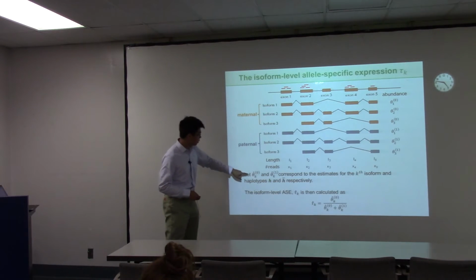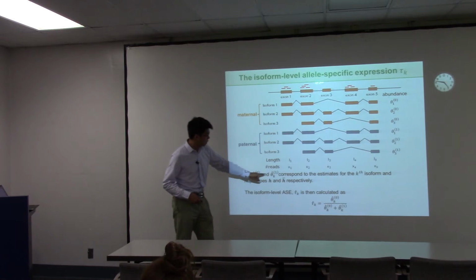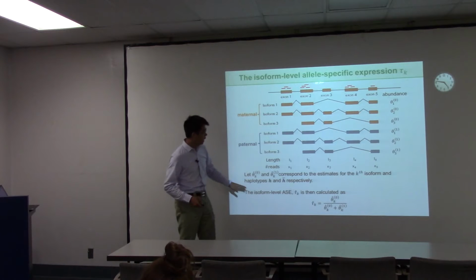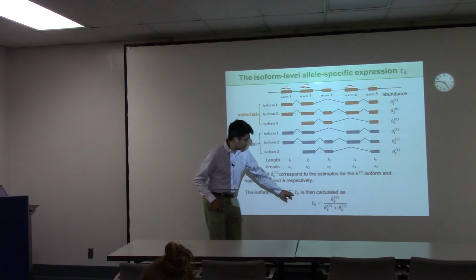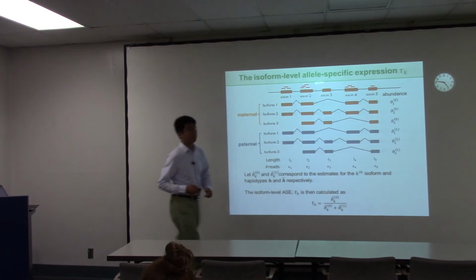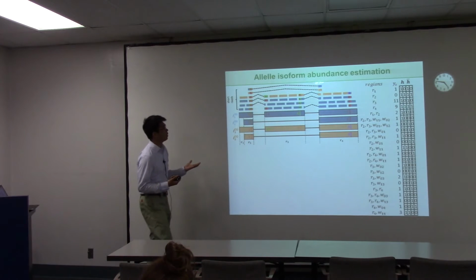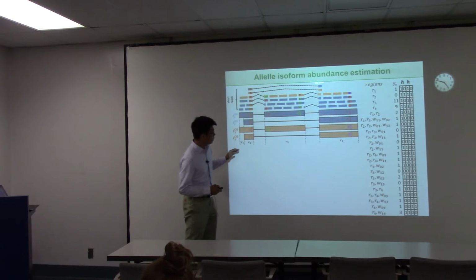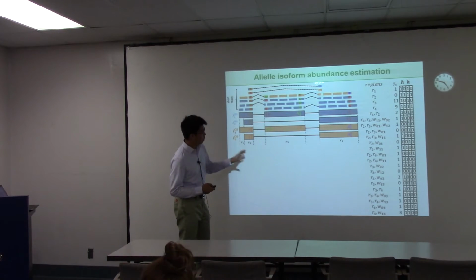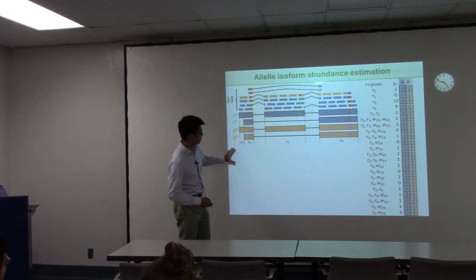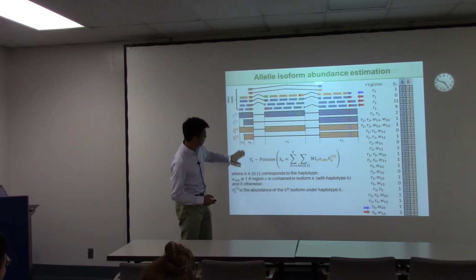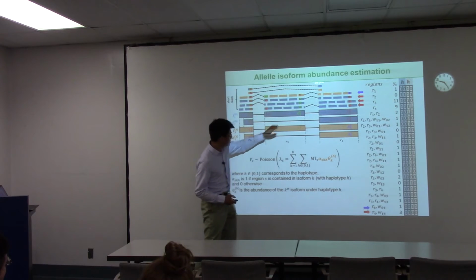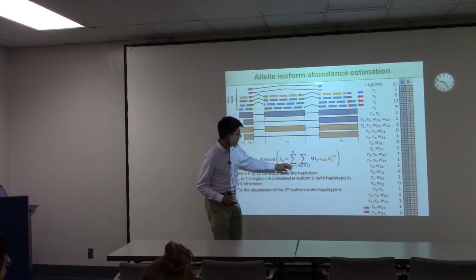Assume that you can estimate theta k0 and theta k1, then you can calculate the imbalance, the allele-specific expression at the isoform level, tau k, by calculating their proportion like this. Okay? But how do we calculate the isoform abundance of the allele-specific isoform? We make a small modification of the Poisson model I mentioned previously. We assume the numbers of reads falling into the allele-specific regions follow a Poisson distribution with this parameter.